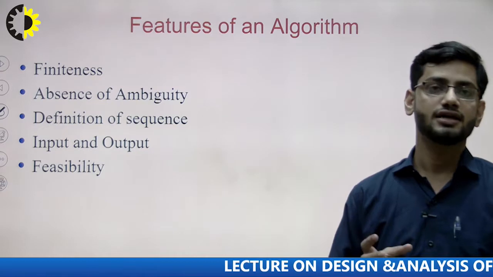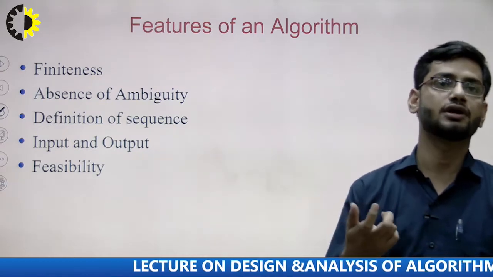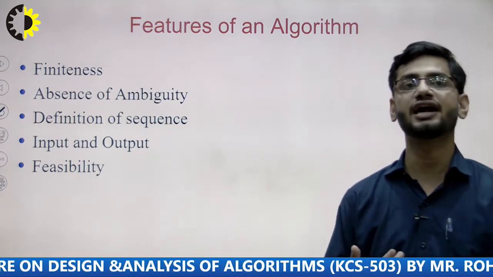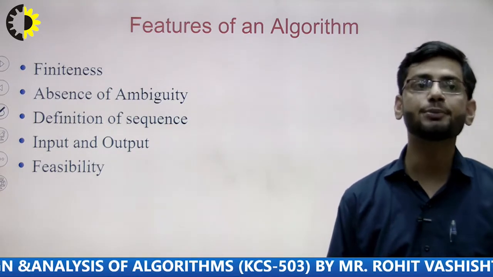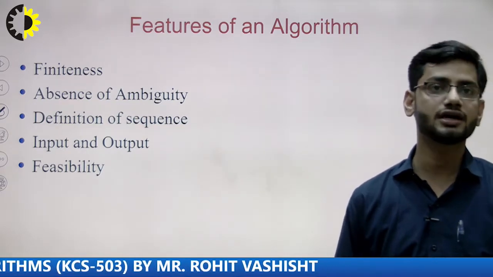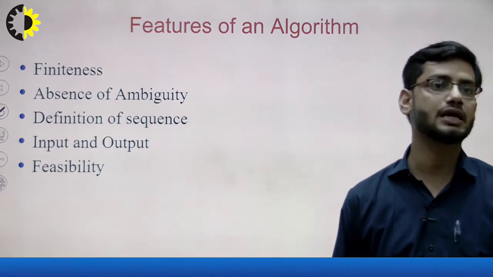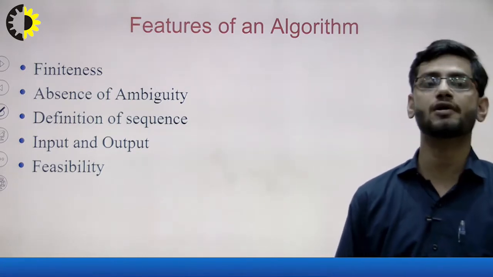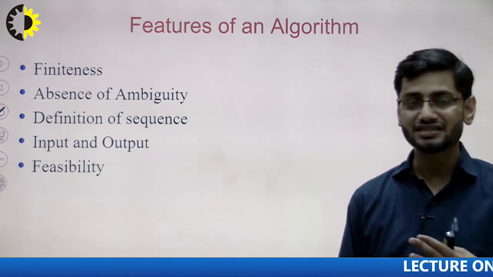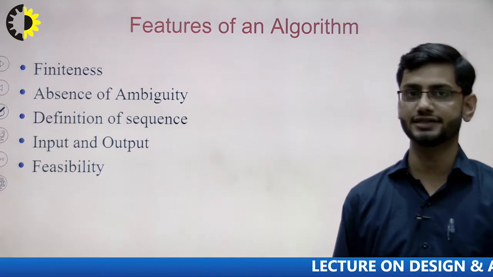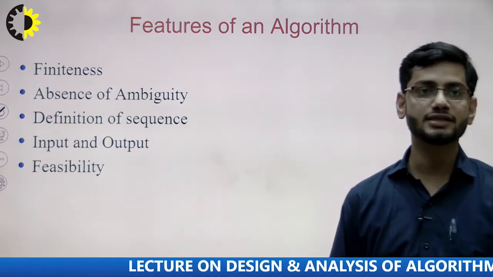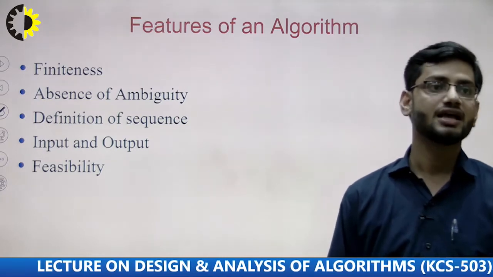I can't take step number 2 first, that is, sum the 2 numbers first, and after that take the 2 numbers as input from the user. So this is not the right approach to follow an algorithm. In an algorithm, each step is related and associated with its preceding step and its succeeding step. So I have to follow the algorithm sequence in a definite manner.